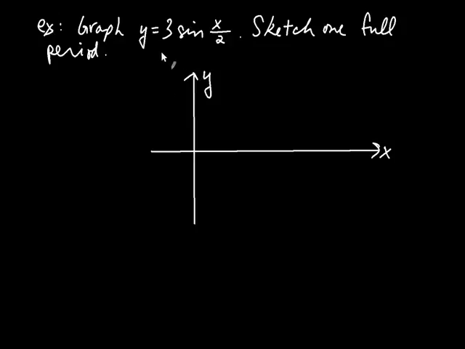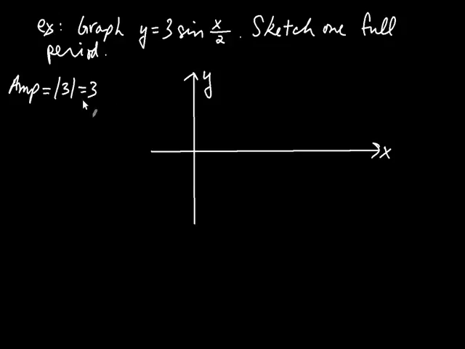Let's graph y equals 3 times sine of x over 2. We're asked to sketch one full period. Okay, so first of all, I'm noticing that the 3 here gives me a change in amplitude, as we've discussed. So the new amplitude for this curve is the absolute value of whatever number is there. So the absolute value of 3, which just happens to be 3. So there's our change in amplitude.